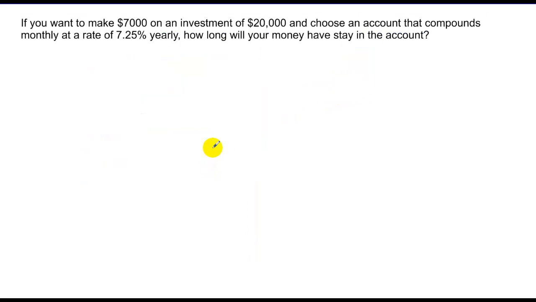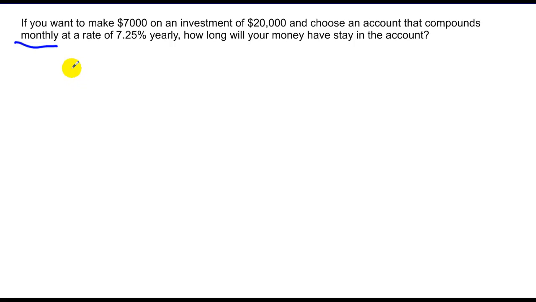So now we talk investments, and we want to make $7,000 on an investment of $20,000 and choose an account that compounds monthly. This is kind of important. At a rate of 7.25% yearly. How long will your money have to stay in the account? So even though we talked in the initial slide about continually compounding interest, this is not the case. This is our typical monthly compounding equation.